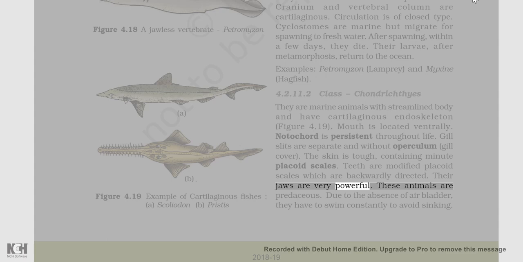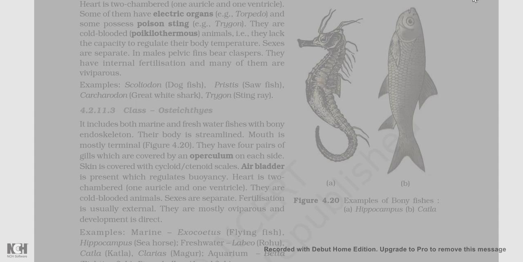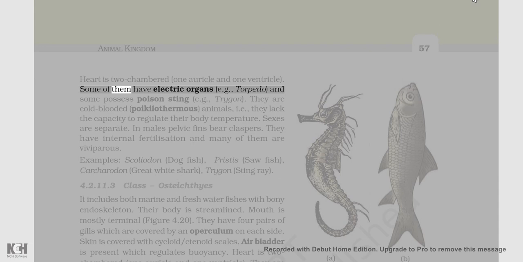These animals are predaceous. Due to the absence of air bladder, they have to swim constantly to avoid sinking. Heart is two-chambered, one auricle and one ventricle. Some of them have electric organs, e.g., Torpedo, and some possess poison sting, e.g., Trygon. They are cold-blooded, poikilothermous, animals, i.e., they lack the capacity to regulate their body temperature.